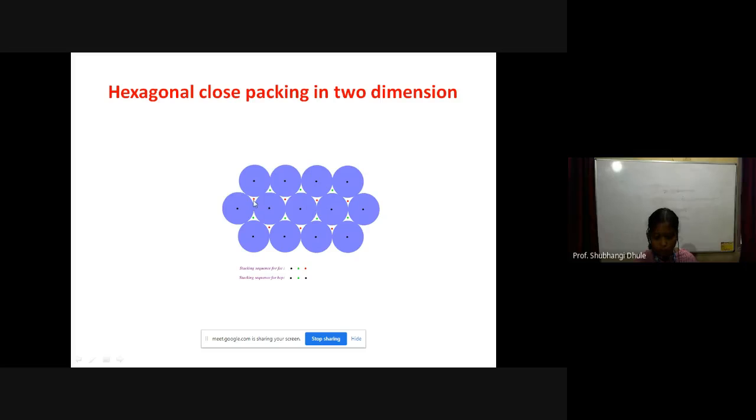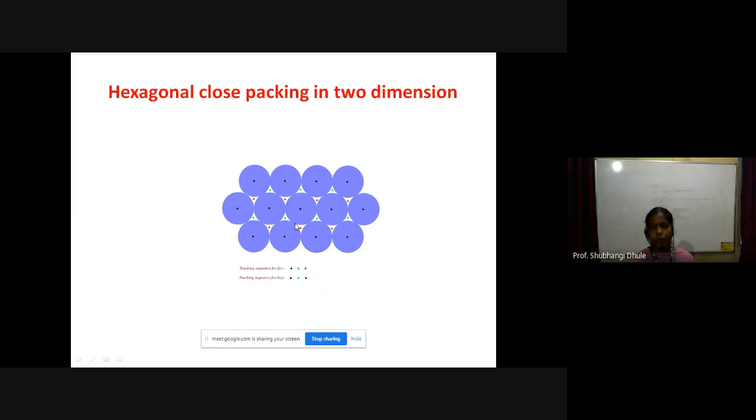Here the apexes of these triangular voids are pointing in the upward direction for the first row, and they are pointing downwards for the second row. So this is also important: here they are pointed upwards, and here the apexes are pointed downwards.